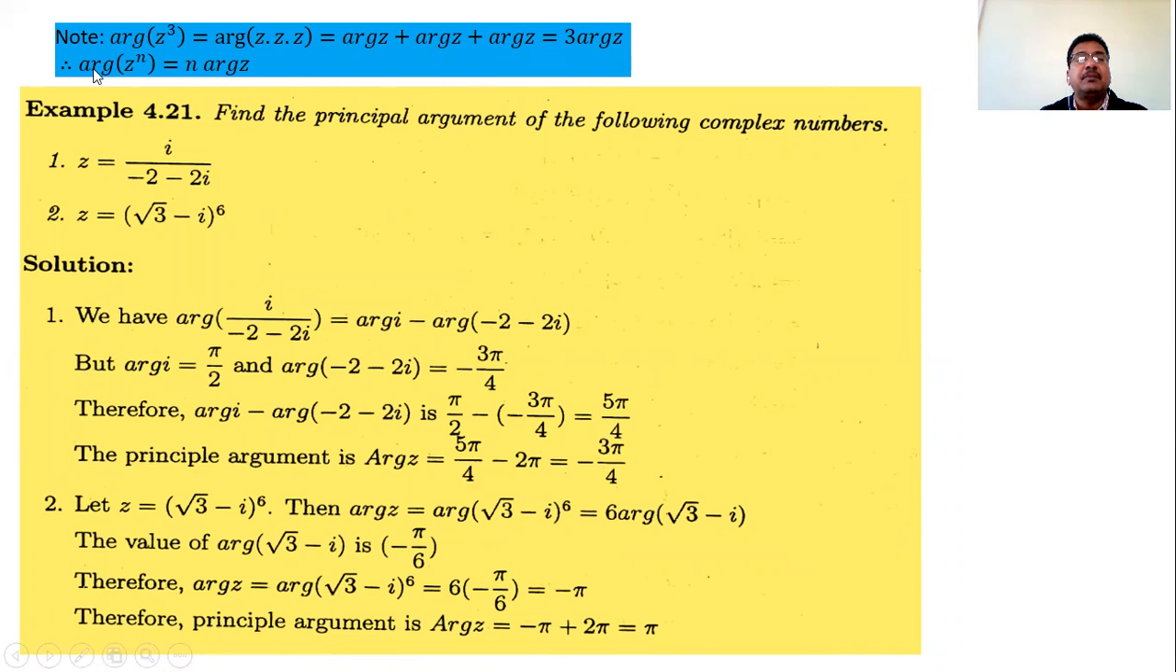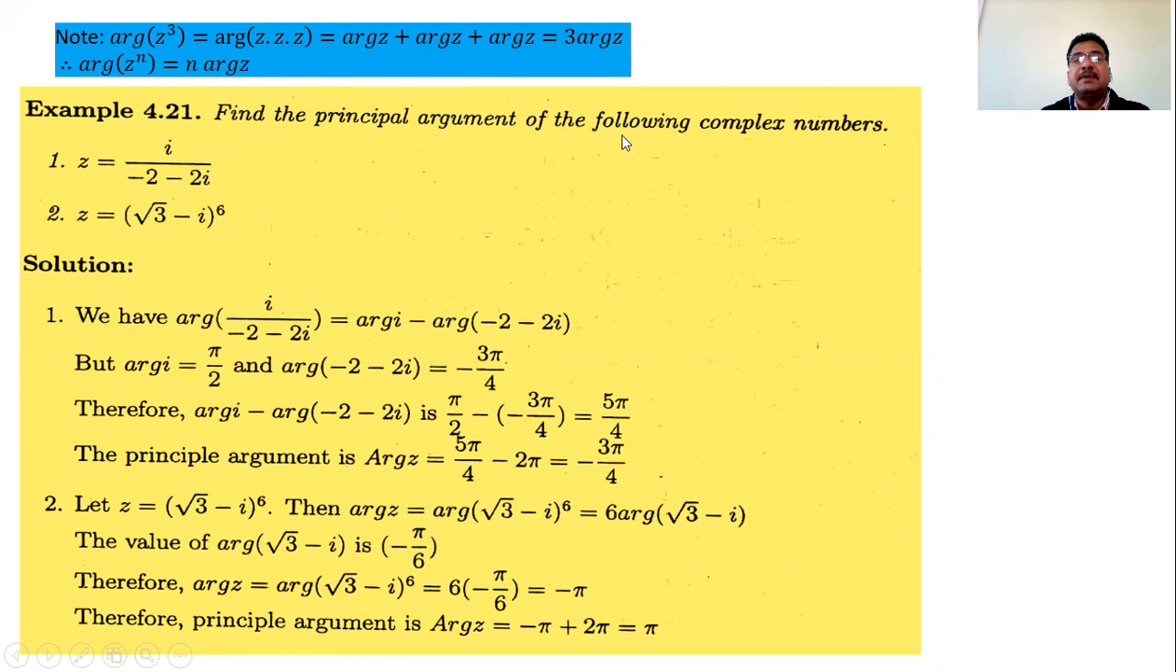In this fashion, if I find argument of z raised to n, then it is n times argument of z. Similar to a logarithmic function: log of a raised to n is n into log a. So this argument behaves like a logarithmic function.